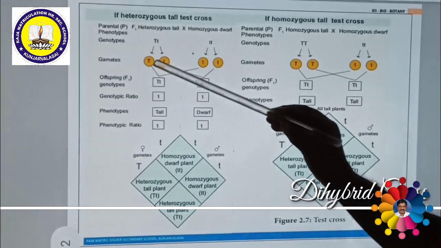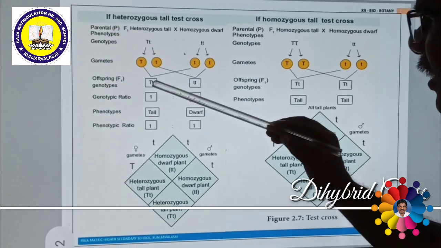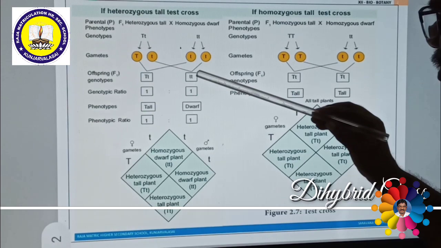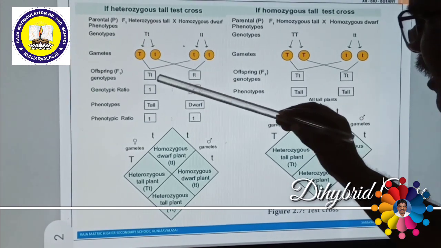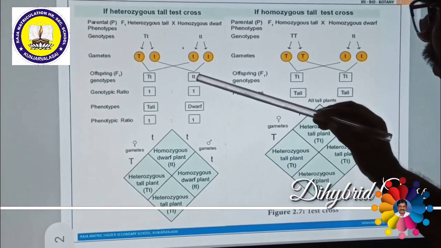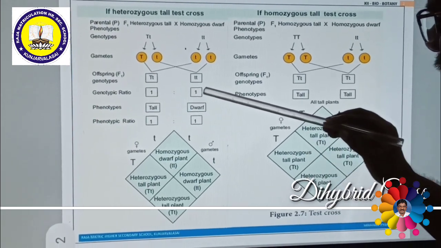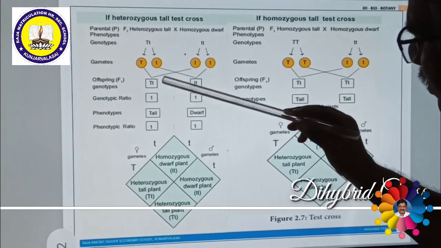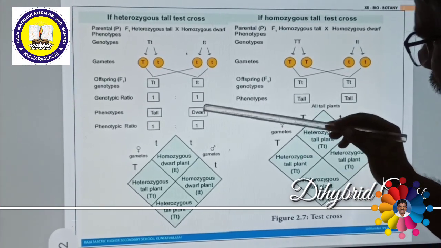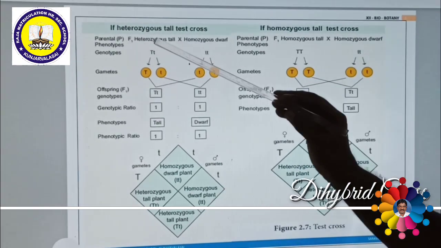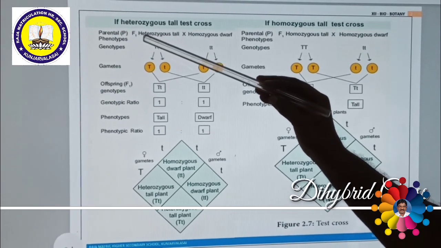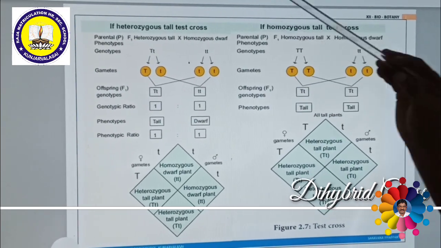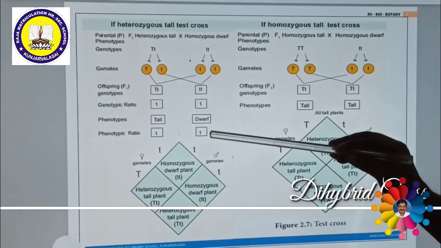Now this capital T is crossed with this small t, giving capital T, small t, heterozygous. Then this small t is crossed with small t, giving homozygous recessive. That means heterozygous tall 1, homozygous dwarf 1. That is 1:1. So this is the genotypic ratio. The phenotypic ratio is also the same, because tall is 1, dwarf is 1. That is also 1:1. When you cross a heterozygous tall with a homozygous dwarf, this is the heterozygous tall test cross. It produces a 1:1 ratio.